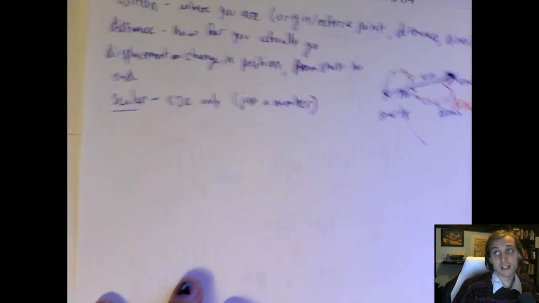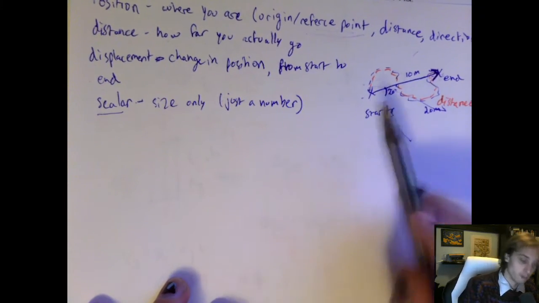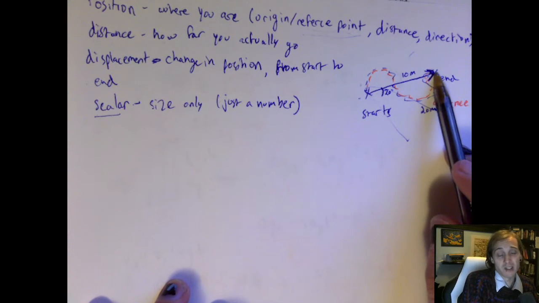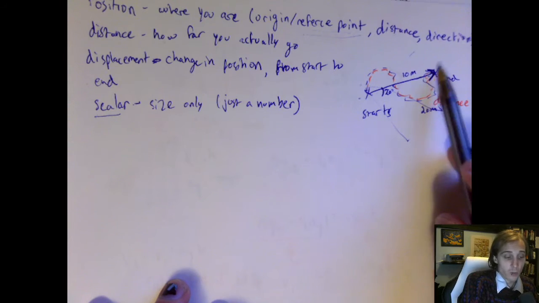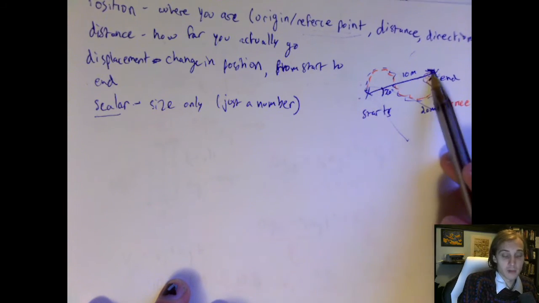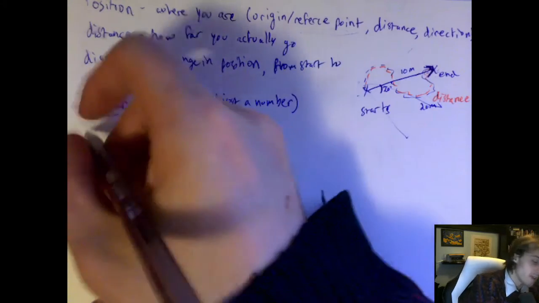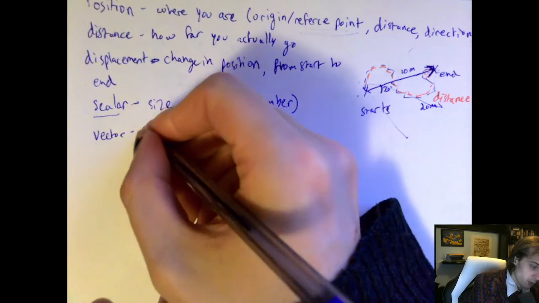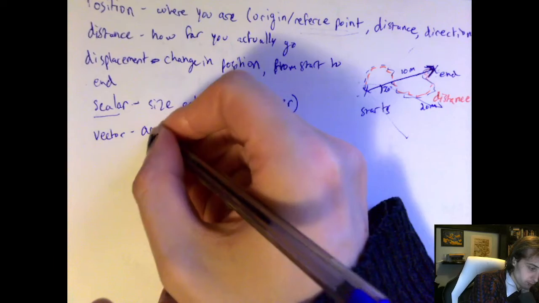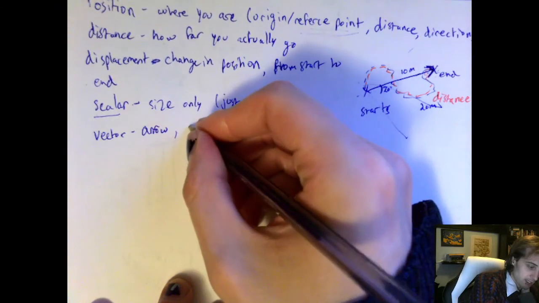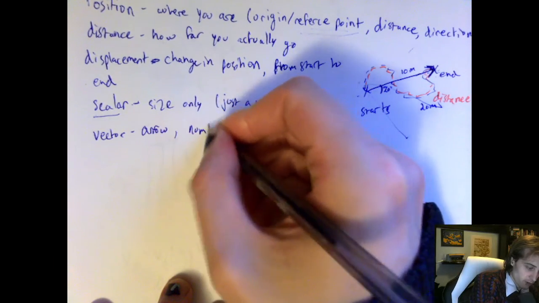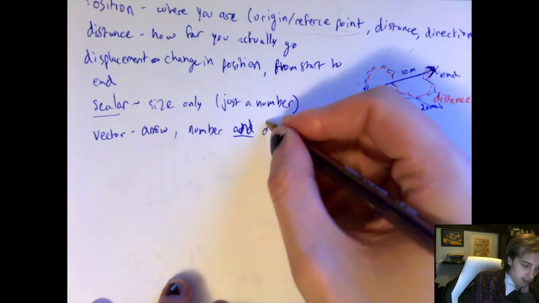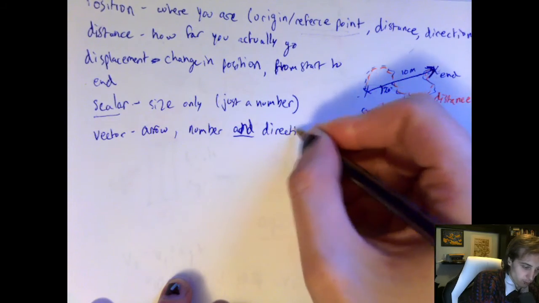But let's say that we want to tell someone that they need to go 10 meters in a specific direction. We can't just say 10 meters because they won't go to the right place. We have to say 10 meters and then point them in the direction that they go. And that is called a vector. You draw it with an arrow. And it's a number for a size. And it always also has a direction.